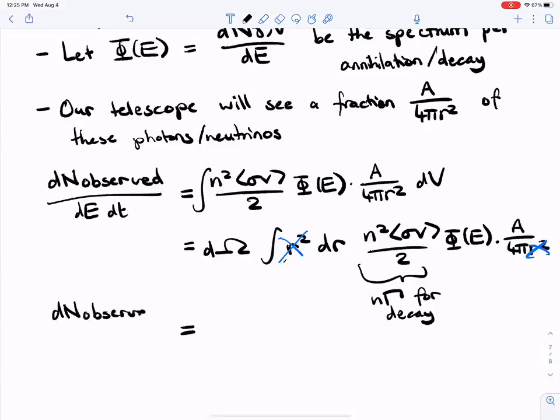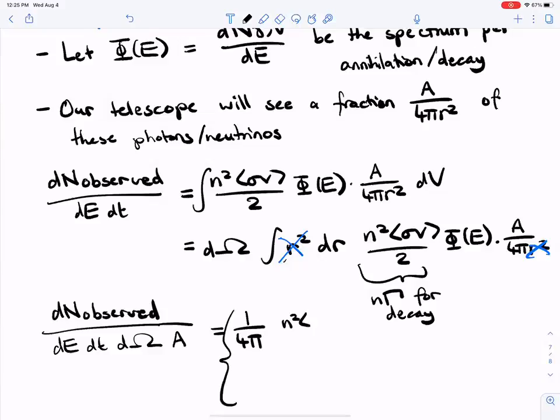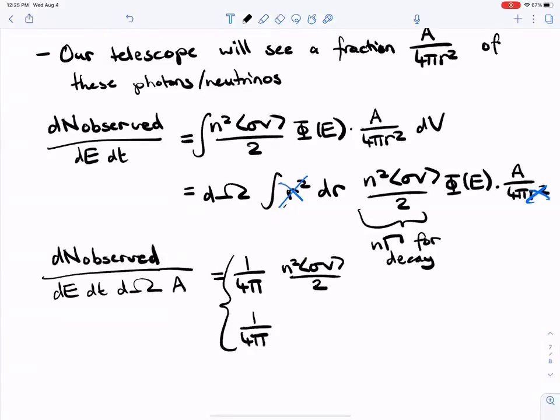dN observed per unit energy per unit time per solid angle on the sky, and in fact, let's just pull the A over to this side as well. So this is per detector area now. So then we're going to get one piece, which is 1 over 4 pi times n squared sigma v over 2 for annihilation, or 1 over 4 pi times n times gamma for decay.